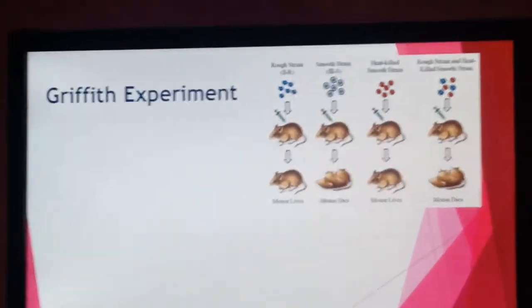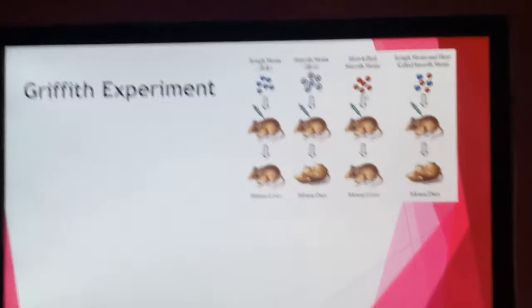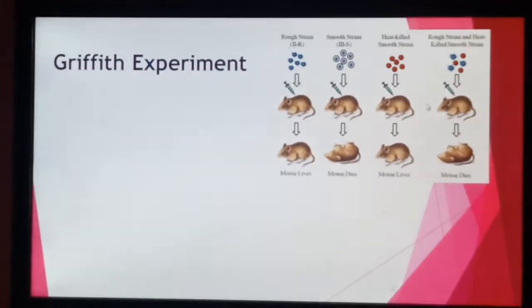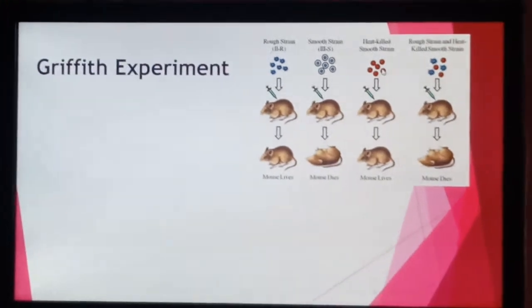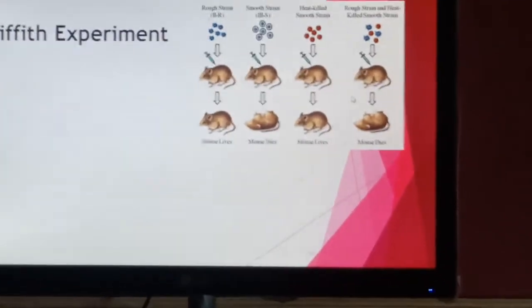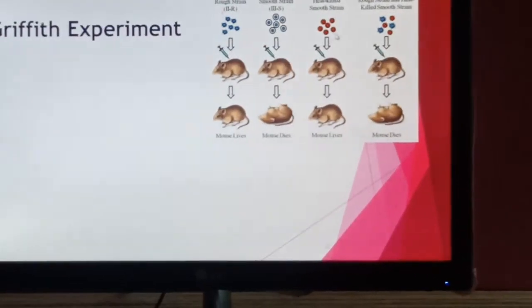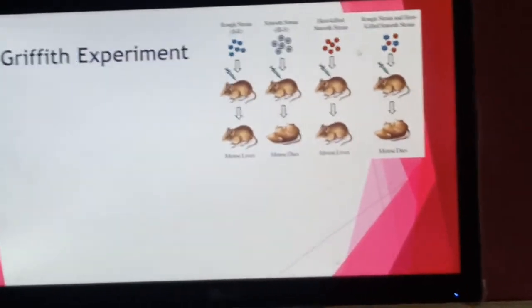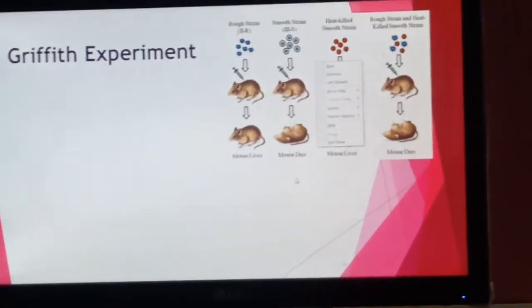Third, he has taken the smooth strain and heat killed it. Then he administered it to the mice. Since the bacteria is dead, there is no probability of causing infection, so the mice were alive. Later, in the fourth set of experiment, he mixed the rough strain and the heat killed smooth strain.